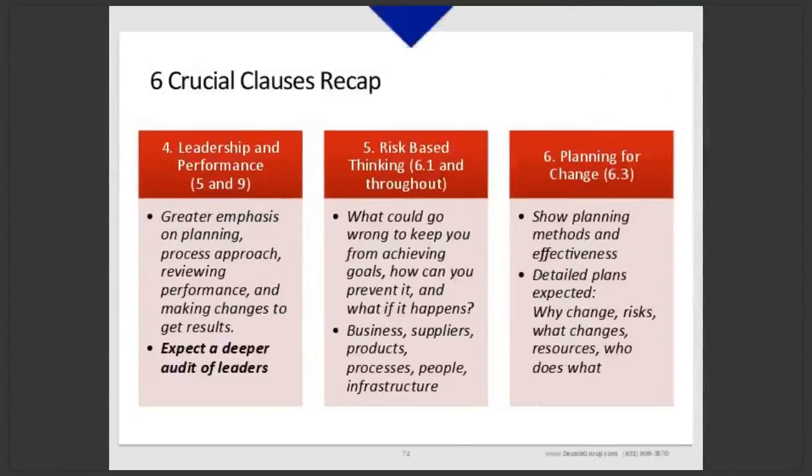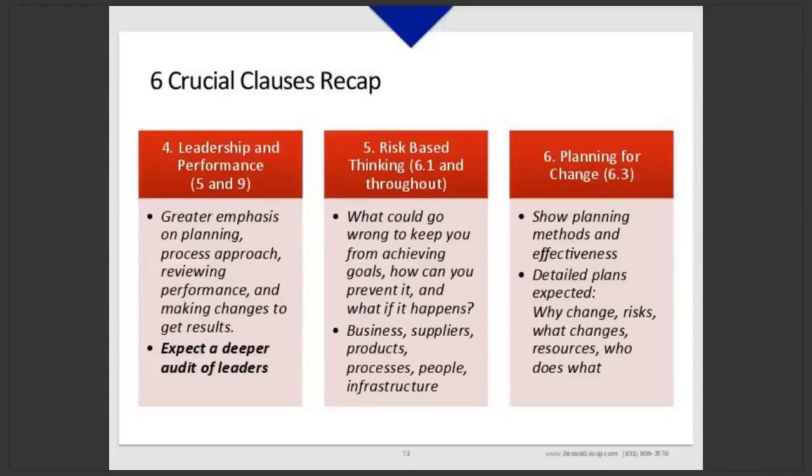And then looking at crucial clauses 4, 5, and 6, how well does leadership understand what they're supposed to do with respect to planning, the process approach, reviewing performance, and working through managing change? Remember, they should expect a deeper level of audits. And then risk-based thinking. Do you have, across all of your processes and across all of your big changes, some way of analyzing what could go wrong to keep you from achieving your goals? How are you going to prevent it, and what are you going to do if it happens?